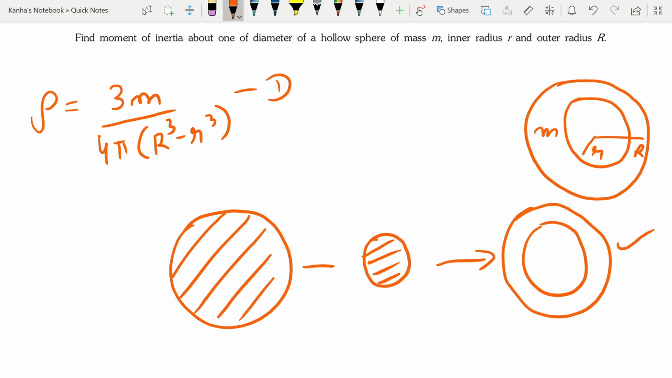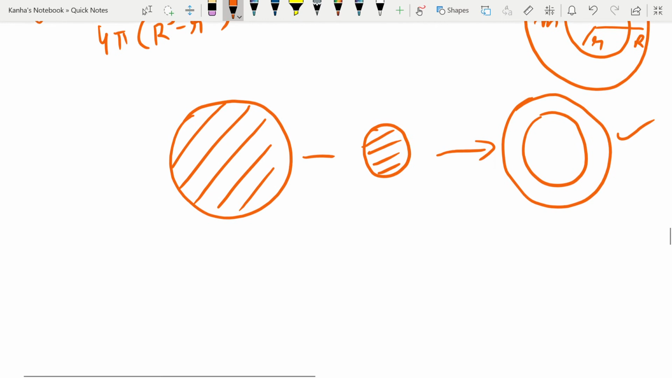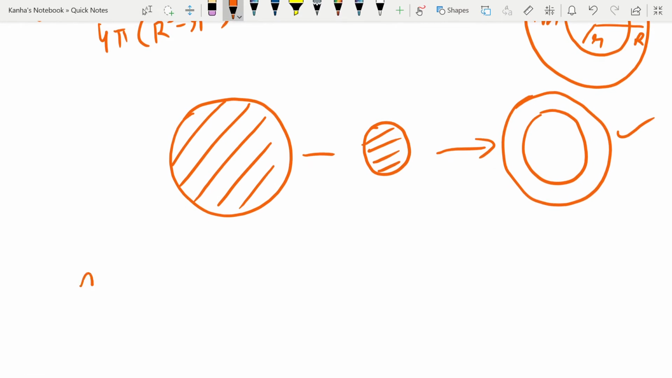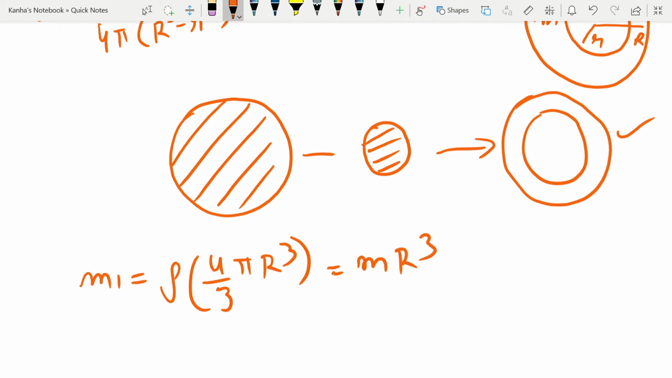Let masses m1 and m2 be the masses of the smaller sphere and the entire body. Let me calculate the mass of the smaller sphere: m1 is equal to rho times 4 by 3 pi r cube, which is equal to m r cube by r cube minus small r cube. This is for the entire body; let me call this m2.